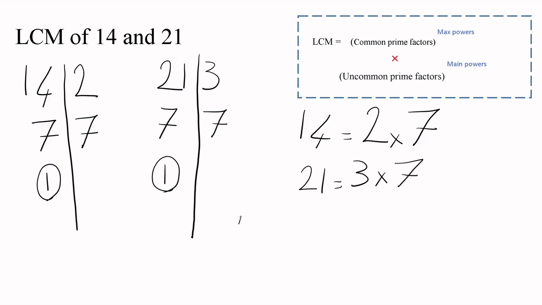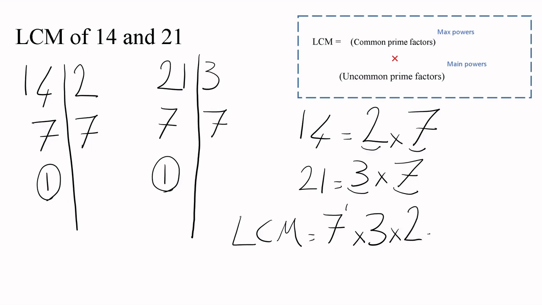So I must calculate LCM between these two numbers. The common prime factor between these two is 7. And the highest power, the power of 7 here is 1 and here is 1 as well. So we must consider 1. And do I have any uncommon factor? Yes, here I have 3 and here I have 2 and I must write both of them. Times 3 times 2. And the answer will be 42.